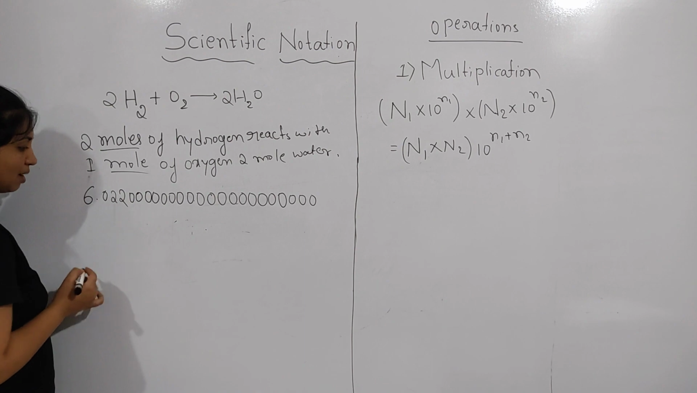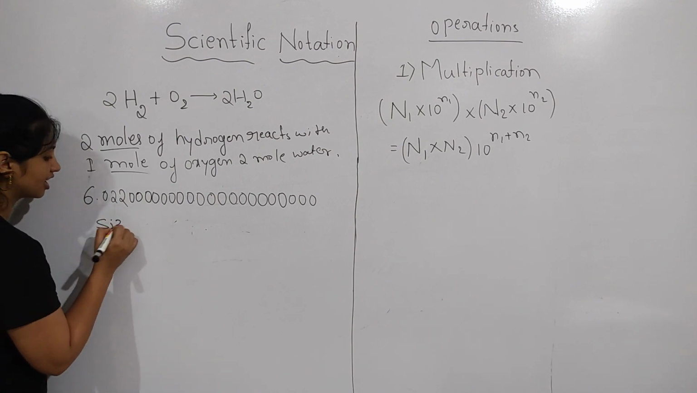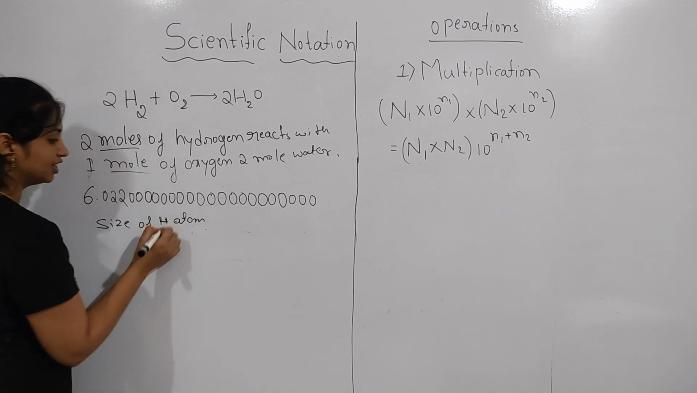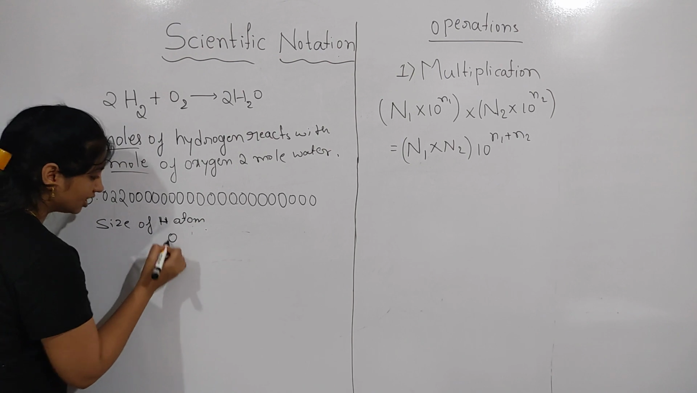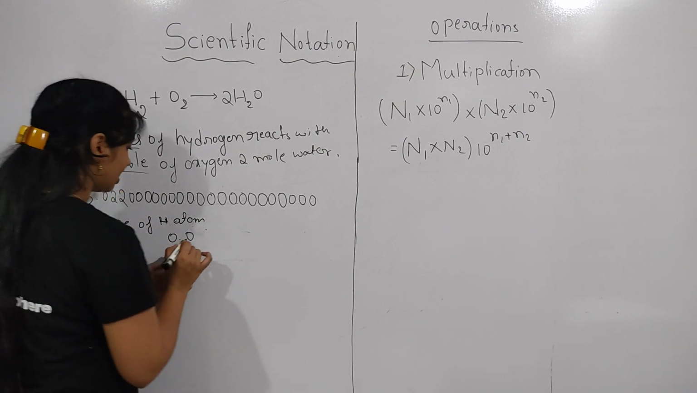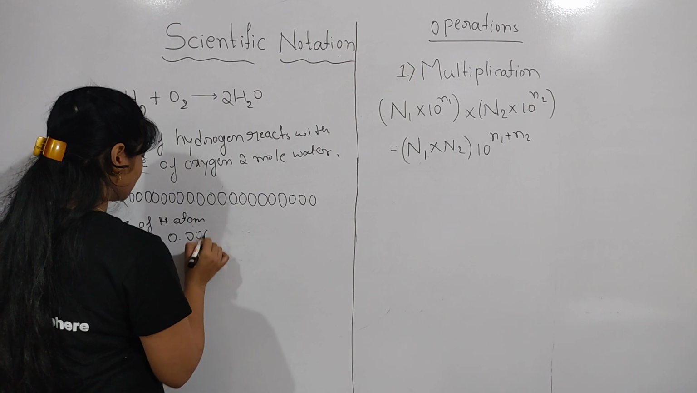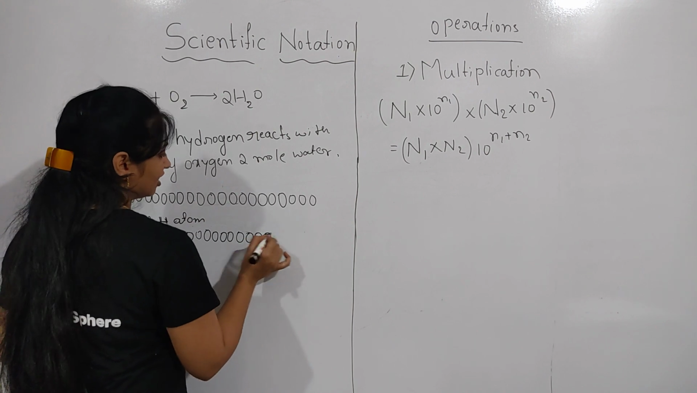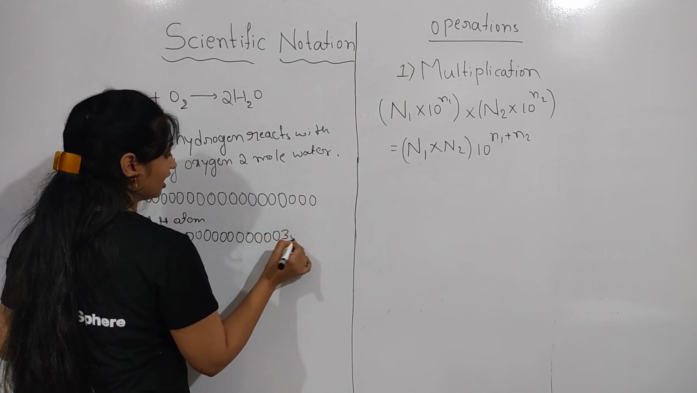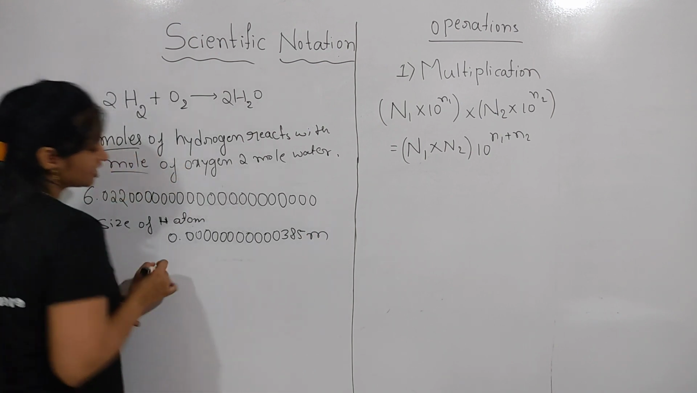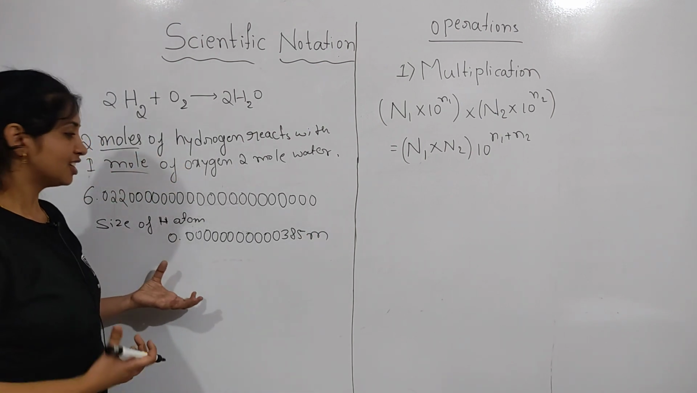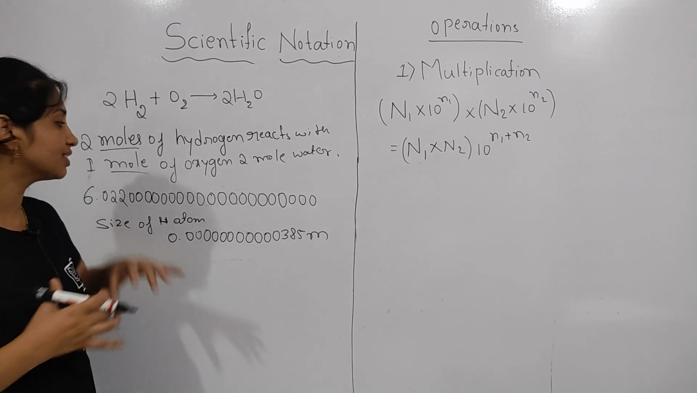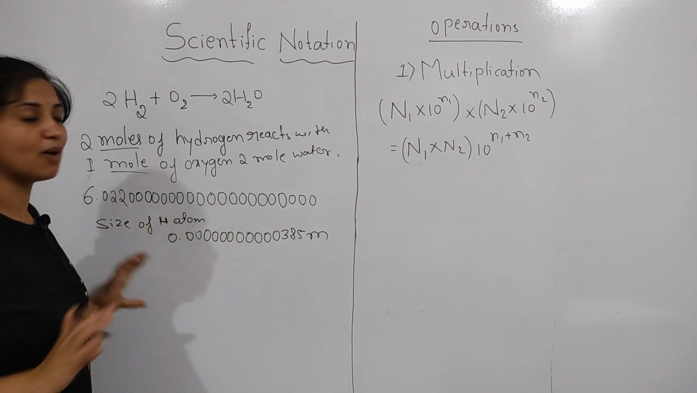I will take another example. If I write the size of a hydrogen atom, it is about 0.11 zeros, 1, 2, 3, 4, 5, 6, 7, 8, 9, 10, 11, 3, 8, 5 meter. Just imagine how small it is. Our chemistry deals with such big numbers and such small numbers.